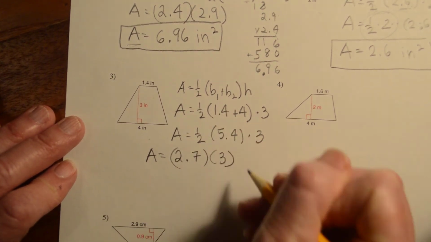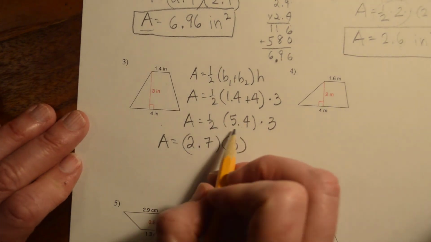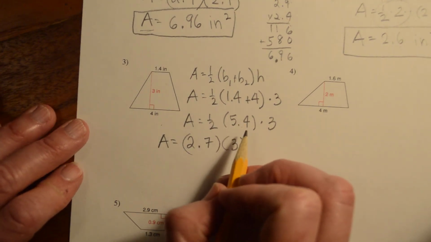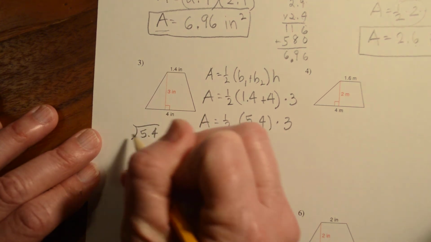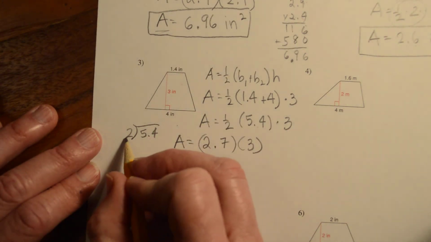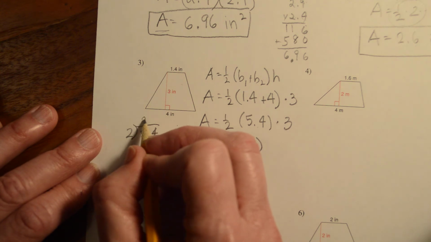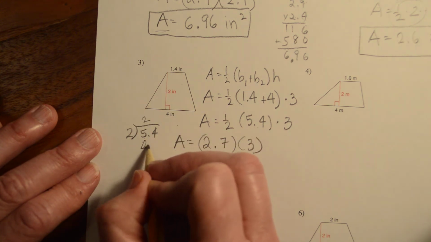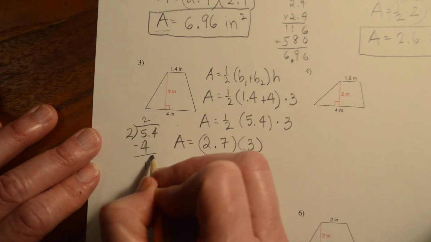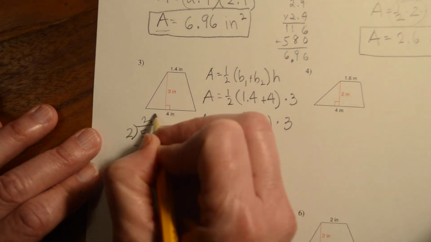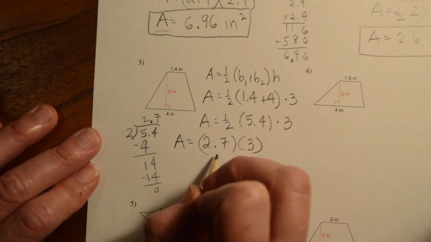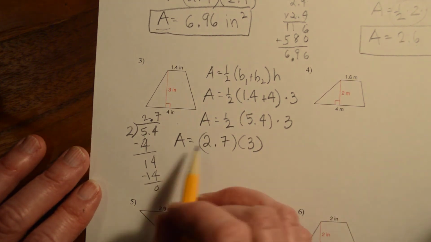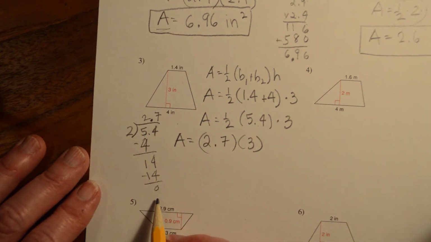times 3. All right, and again, if you don't like that, what I just did, I just kind of did that in my head there. On the side, you're going to write 5.4 divided by 2, and then you're going to do 2 goes into 5 2 times. 4, subtract, get 1, bring down the 4, put the decimal up, and then it's going to be 7. All right, so if you're not comfortable doing that in your head, do not feel bad about doing it on the side right here.